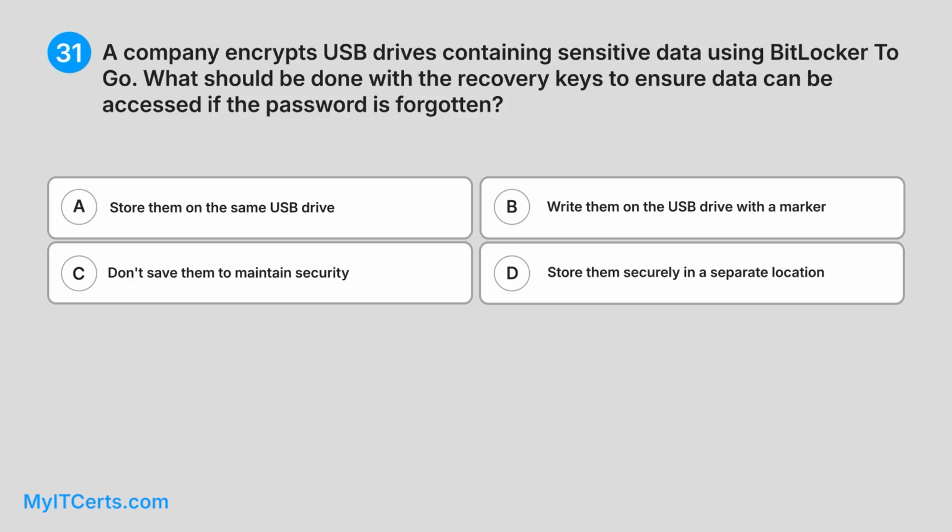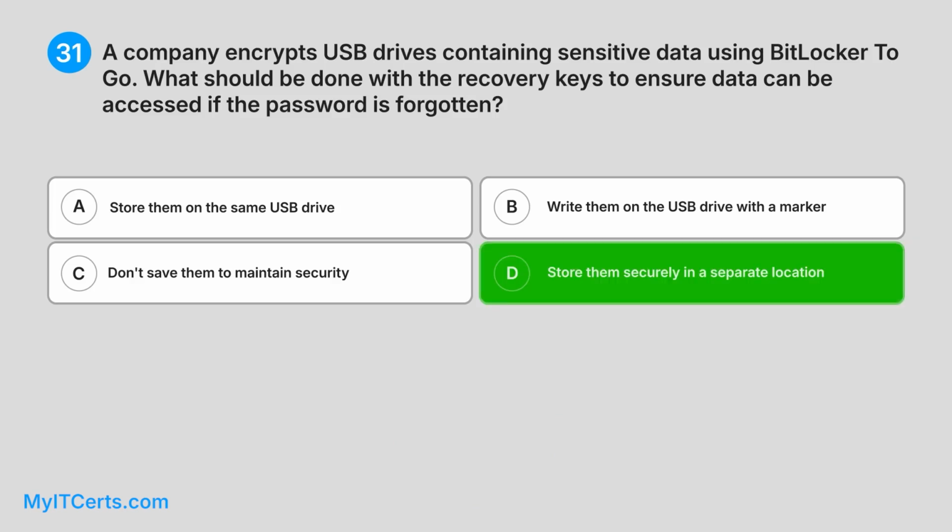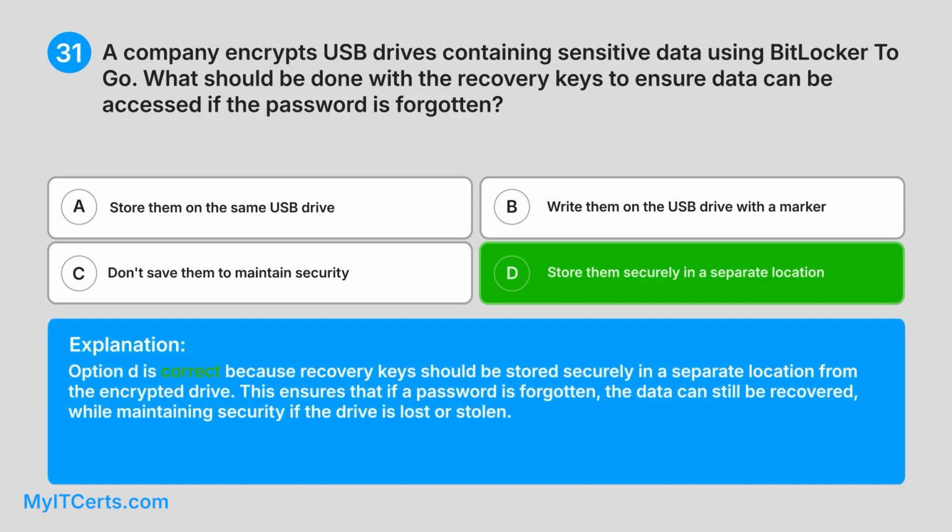Correct answer, D. Store them securely in a separate location. Explanation. Option D is correct because recovery keys should be stored securely in a separate location from the encrypted drive. This ensures that if a password is forgotten, the data can still be recovered, while maintaining security if the drive is lost or stolen.